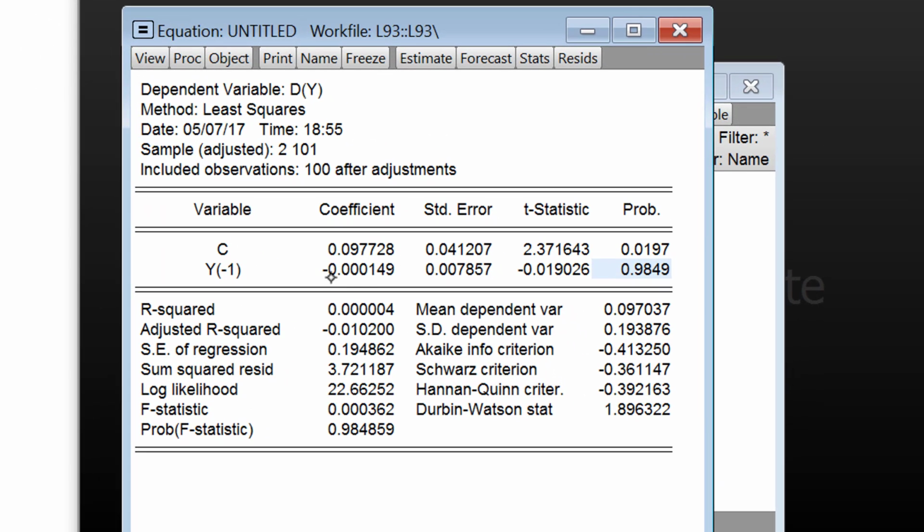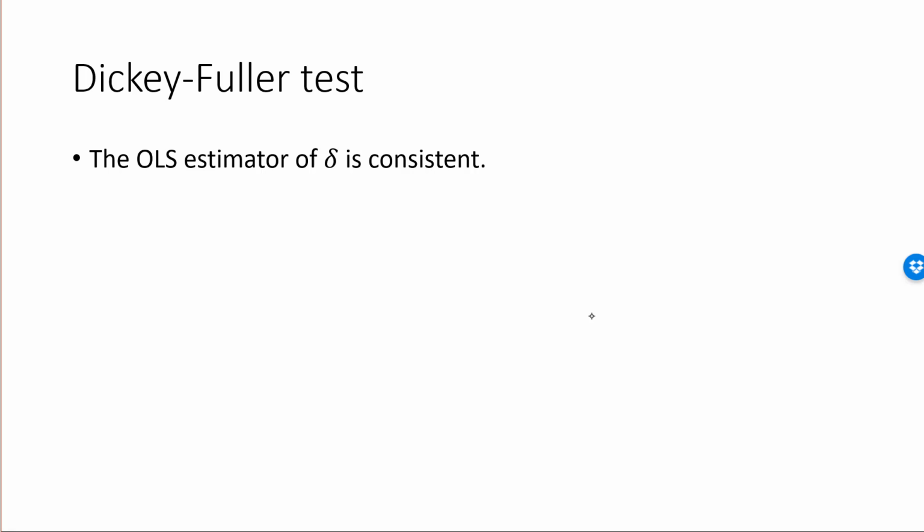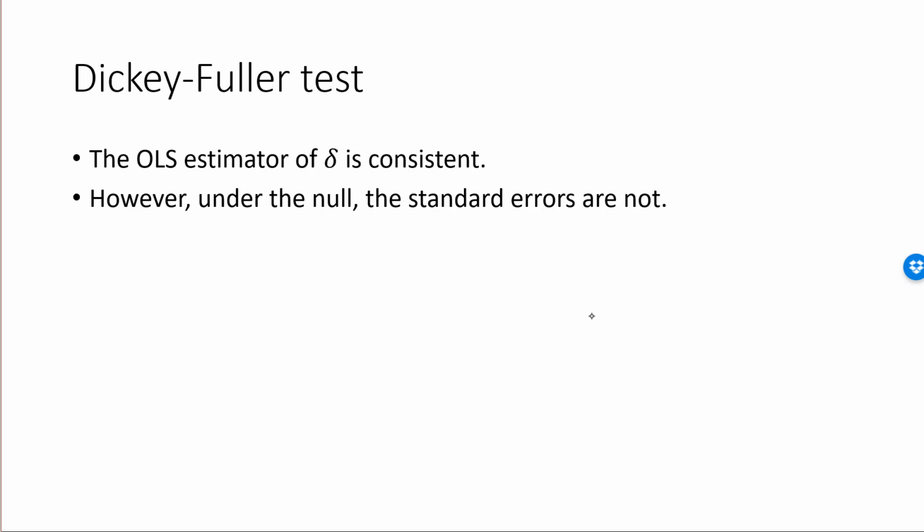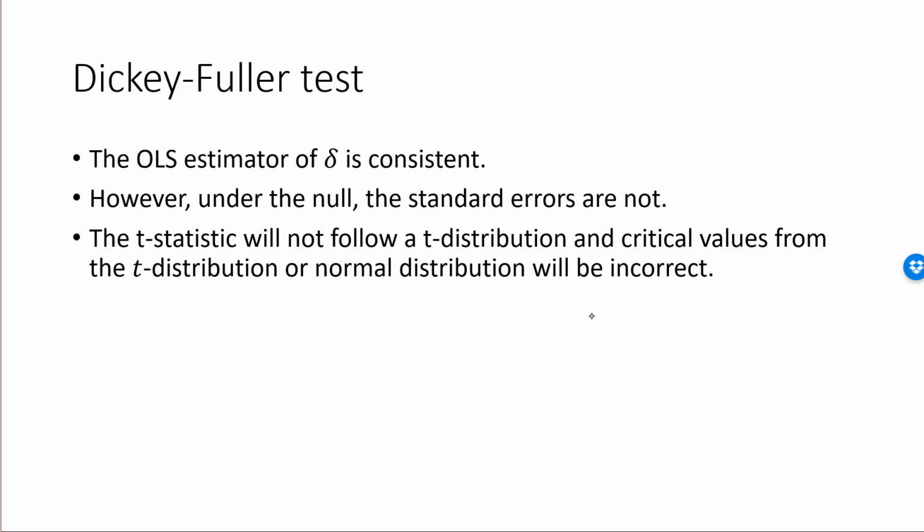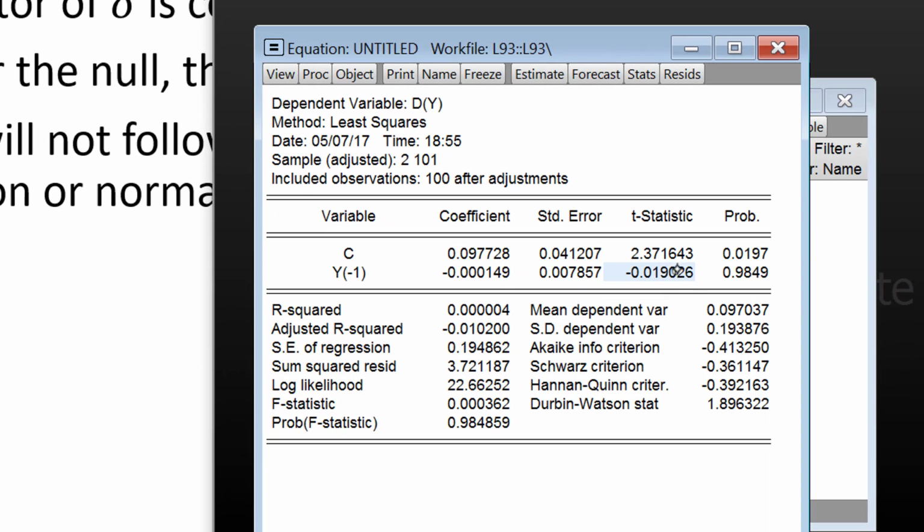called the Dickey-Fuller test. If I estimate delta using OLS, it is actually going to be consistent. That is, there's actually no issues with this estimated parameter right here. However, there will be a big problem with this estimate. Under the null hypothesis, the data is not stationary. Due to the fact that the data is not stationary, the standard errors will actually not be consistently estimated. It also implies that the t-statistic, this value right here, will not follow a t-distribution.